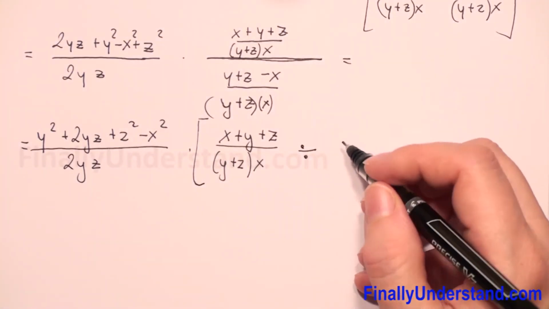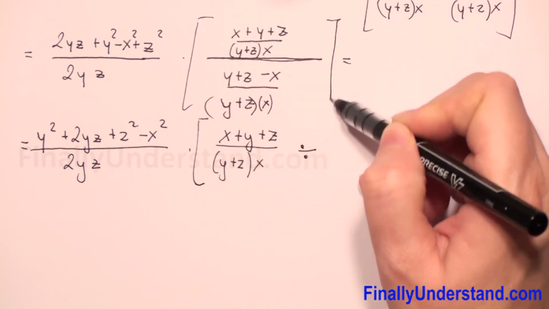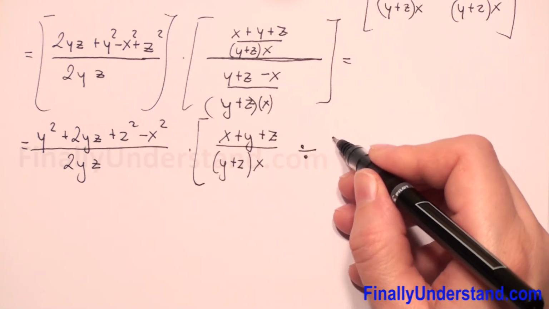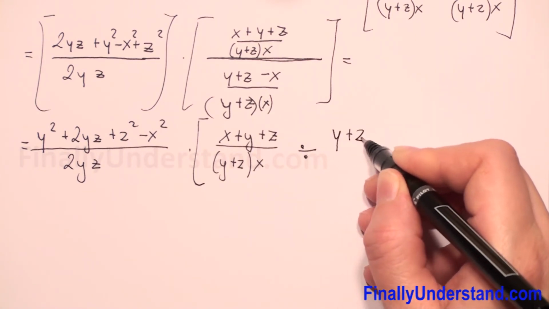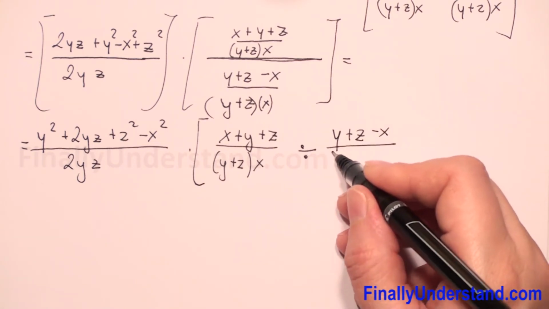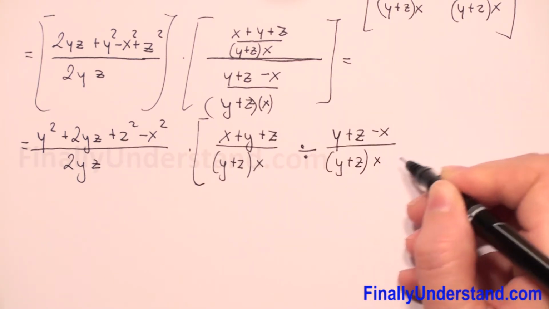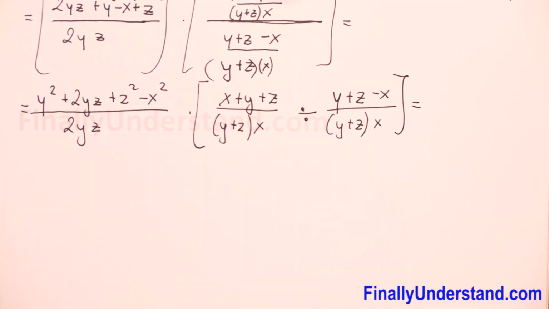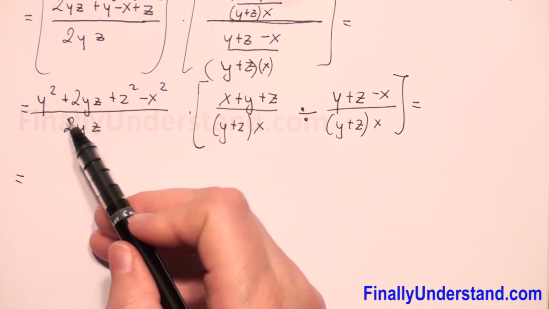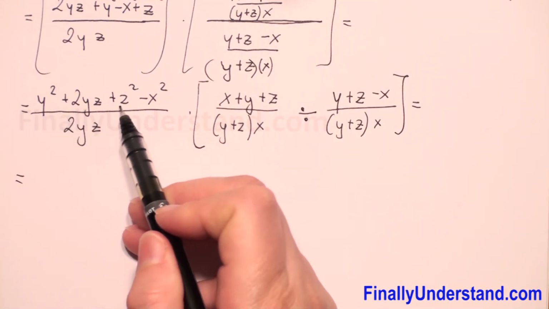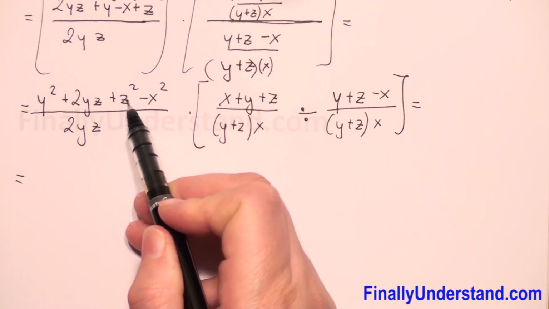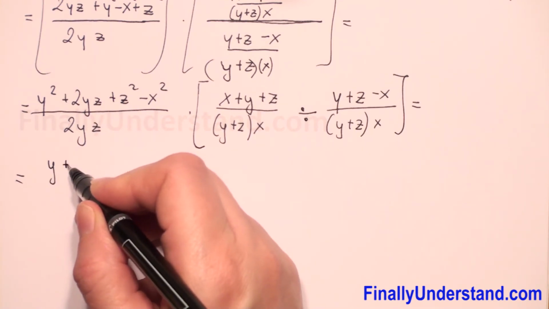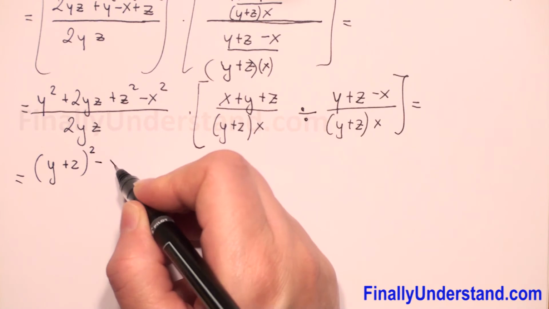So we have division, I should copy brackets, and we have y plus z minus x over y plus z times x. So this is equal, close brackets. We have here y squared plus 2yz plus z squared. So this is square of sums. I can rewrite that this is y plus z to second power minus x squared.